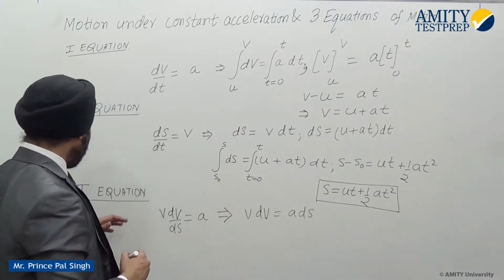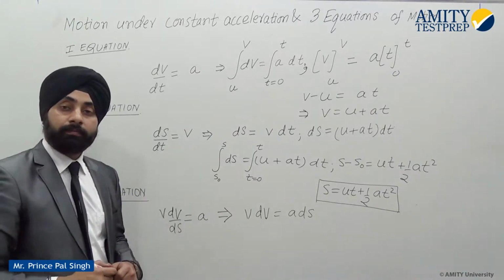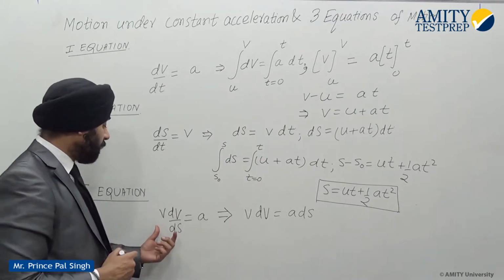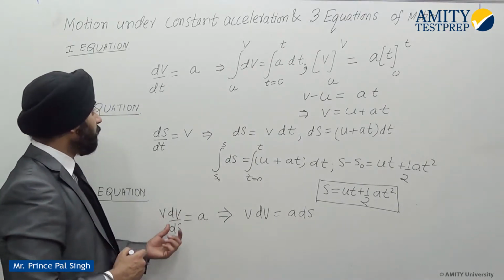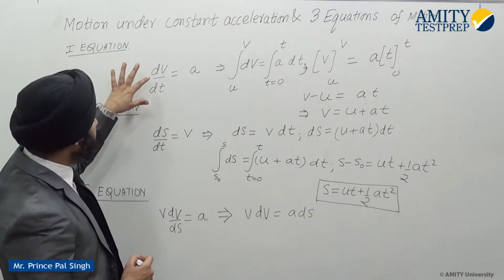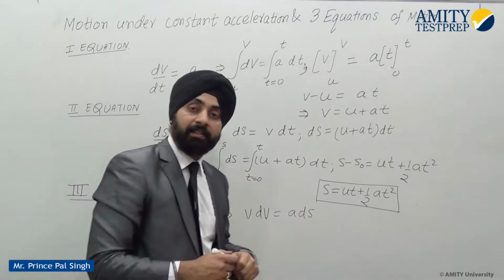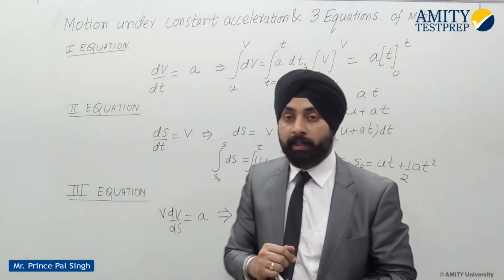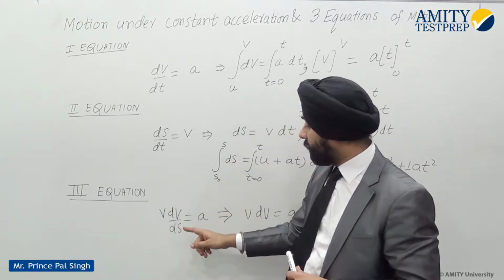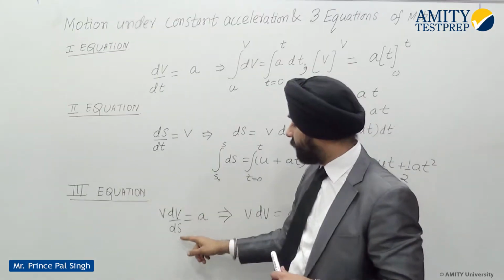Let's see how to derive the third equation of motion. The acceleration is also written as a equal to v dv by ds. Here we have written a equal to dv by dt. If we multiply and divide by ds in the numerator and the denominator, then ds upon dt will become v, and the equation will become v dv by ds is equal to a.